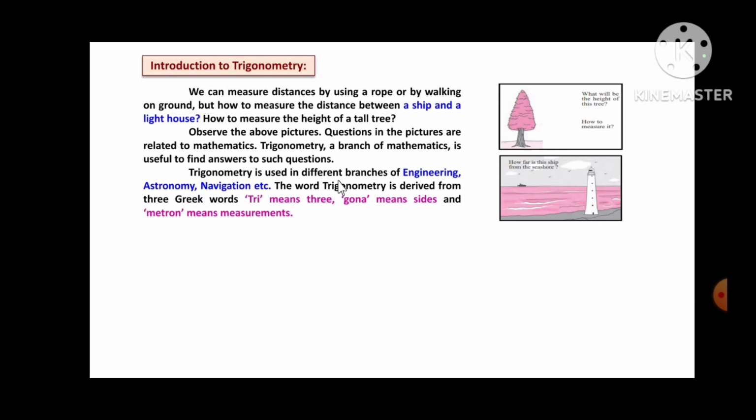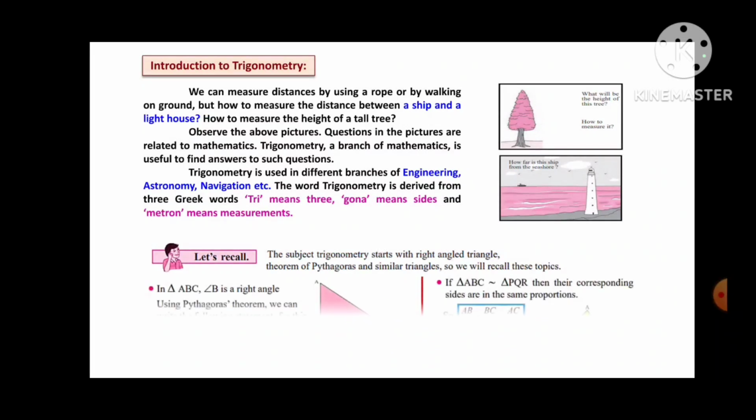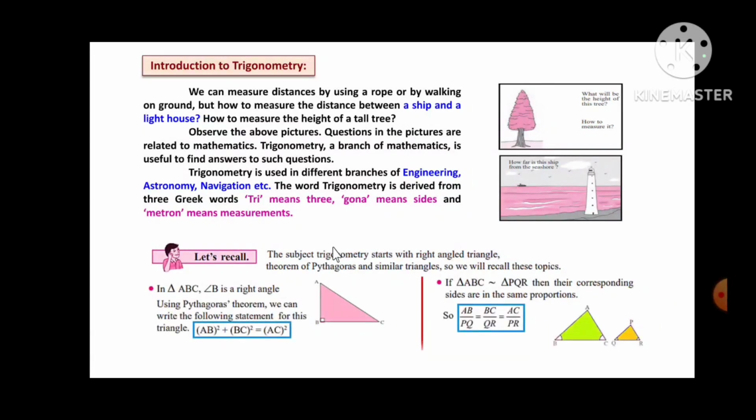Trigonometry is used in different branches of engineering, astronomy, navigation, etc. The word trigonometry is derived from the Greek words tri meaning three, gona meaning side, and metron meaning measurement. So friends, let us recall the things that you have already learned previously.